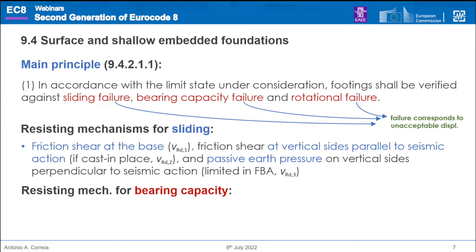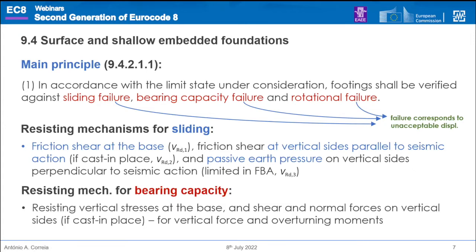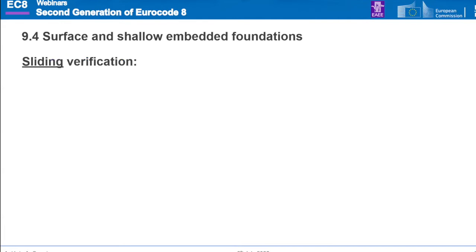Now, for the bearing capacity mechanism, we are considering the resisting vertical stresses at the base of the foundation element, as well as possible shear and normal forces on the vertical sides if the element is cast in place, for the resistance to the vertical force and overturning moments.